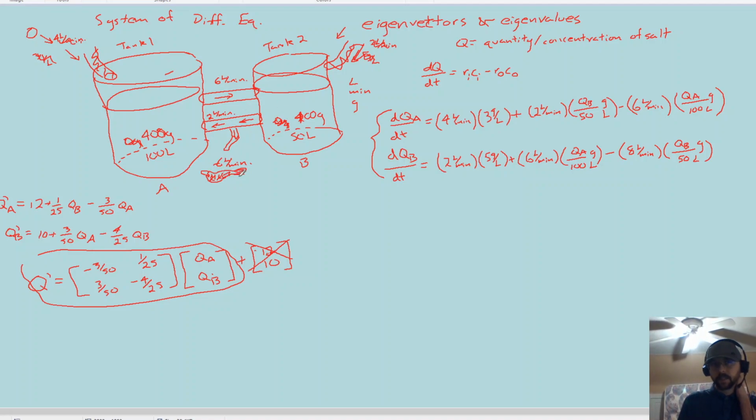And actually, let's say that there is water flowing in the top. Let's keep the 4 liters per minute. But when you set up the equation over here, it's going to be 4 times 0.